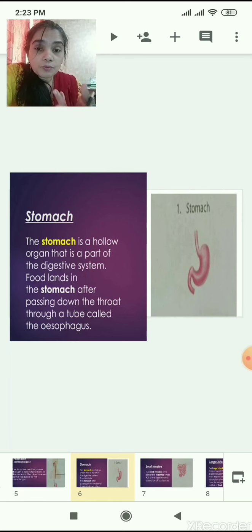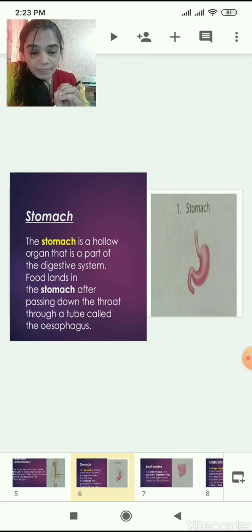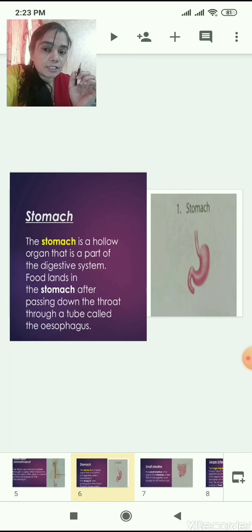So what will this stomach do? Mechanically means the stomach reduces the size of the food by churning. That is called mechanical digestion. And chemically means that food is broken down into nutrients, that is proteins and fats. It is broken into soluble substances.